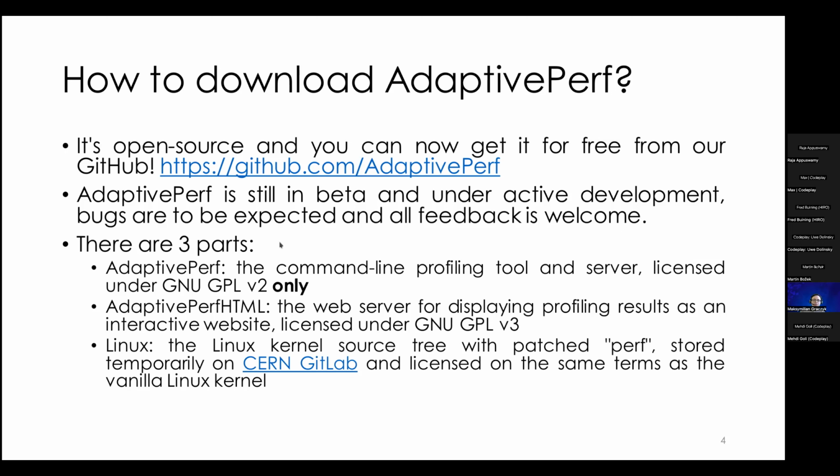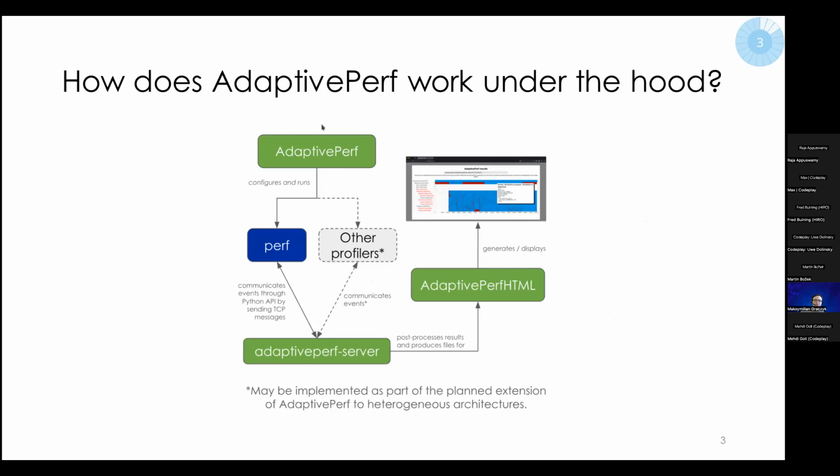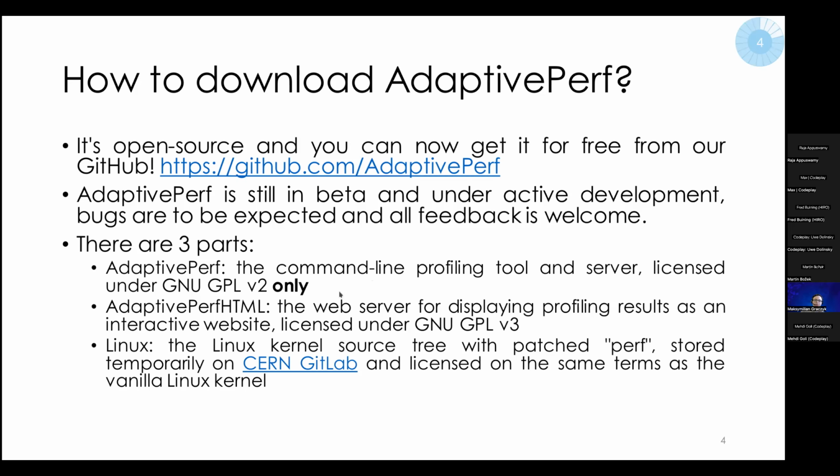When it comes to the repository structure, there are three parts. The first repository is called AdaptivePerf, and it's the command line profiling tool and server. These are licensed under GPL version 2 only, because of using GPL v2 licensed perf under the hood.